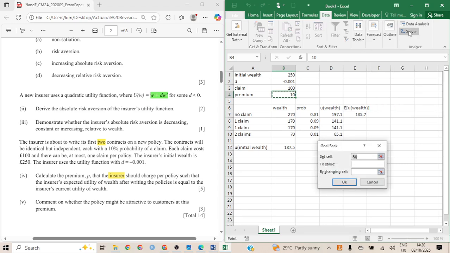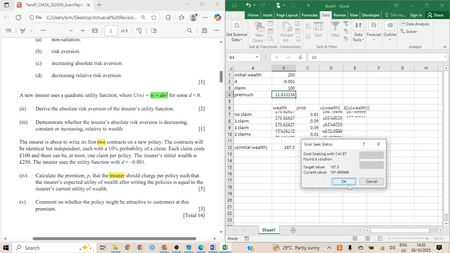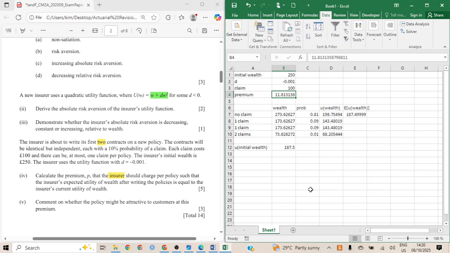In exam conditions, you cannot use solver. So even if you know how to use it when you are practicing, you cannot use solver in the exam. This feature is not available in the exam. The available one is goal-seek. So by changing the cell for the premium, I will set cell this to be equal to 187.5. And with that, I know that the premium I should charge is 11.81.